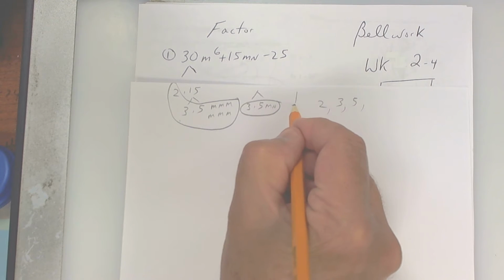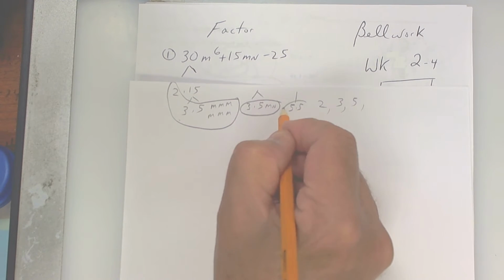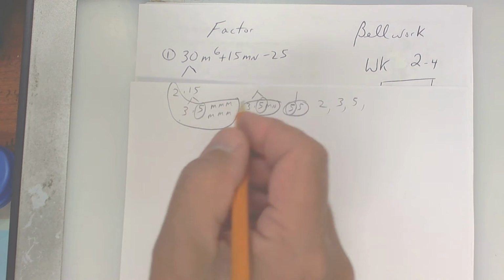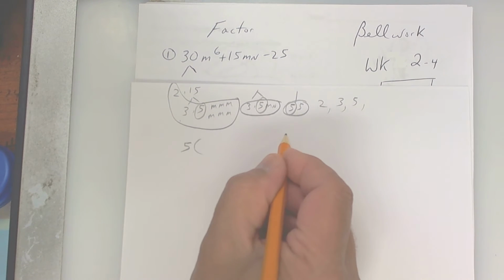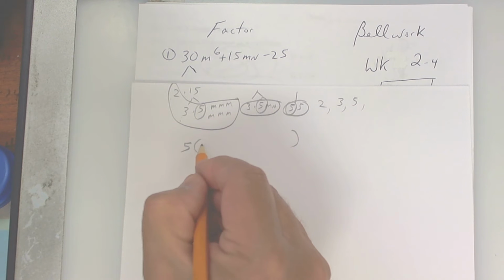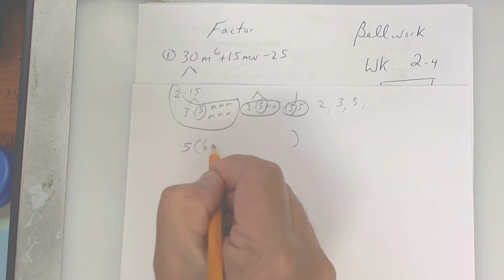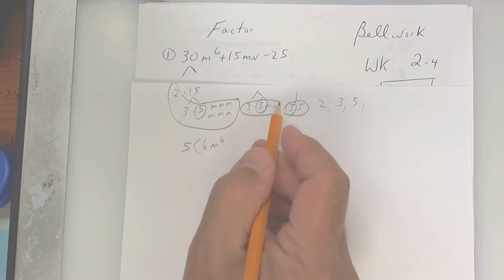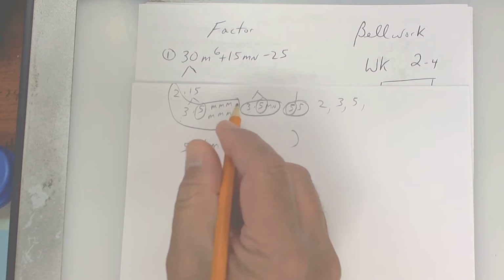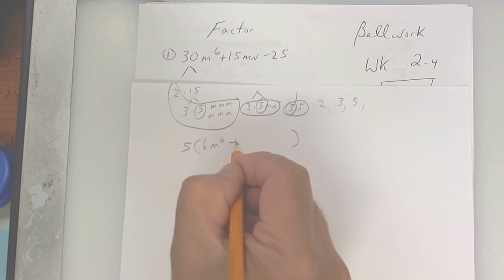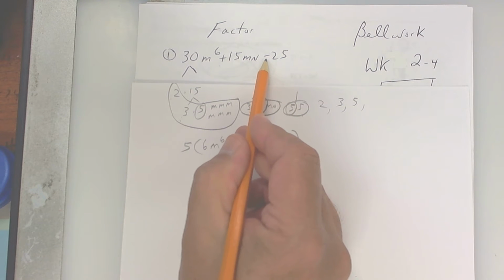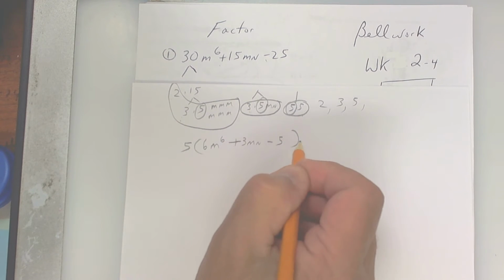This one's going to be 5 times 5. So the only thing they have in common is 1, 5. So you're going to take out a 5. 2 times 3 is 6, m to the 6th power. 3 times mn, so it's going to be a plus. And then this is going to be a minus 5. And that should be it.